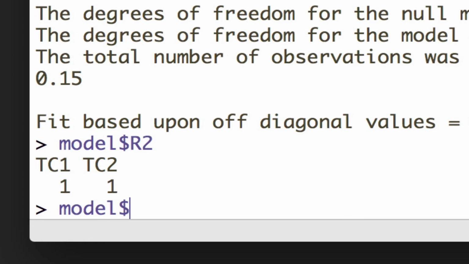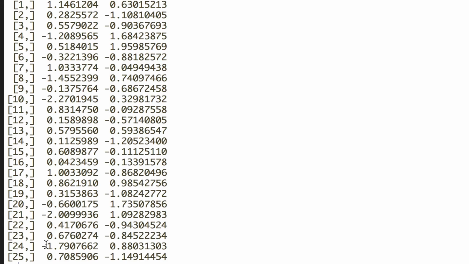So we're going to say model scores, and as you can see, there are 25 scores here, and there were 25 participants. So what this gives us is how each participant would have scored on this underlying dimension. So how important form is to them, and how important function is to them. So once you've done a principal component analysis, you can use those underlying dimensions in future analyses.